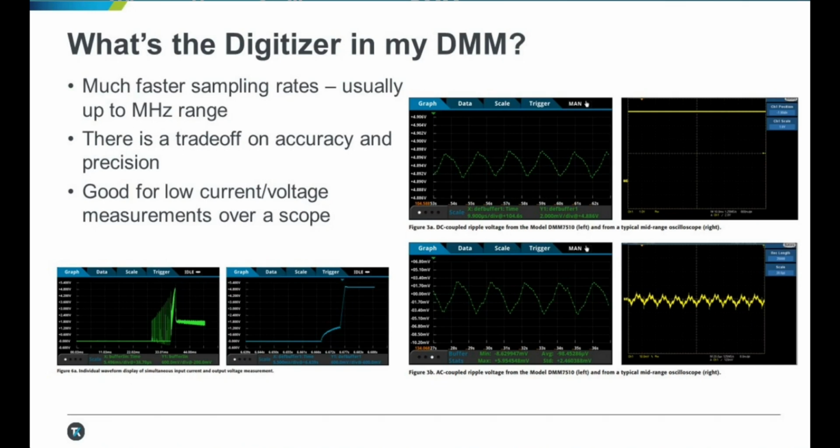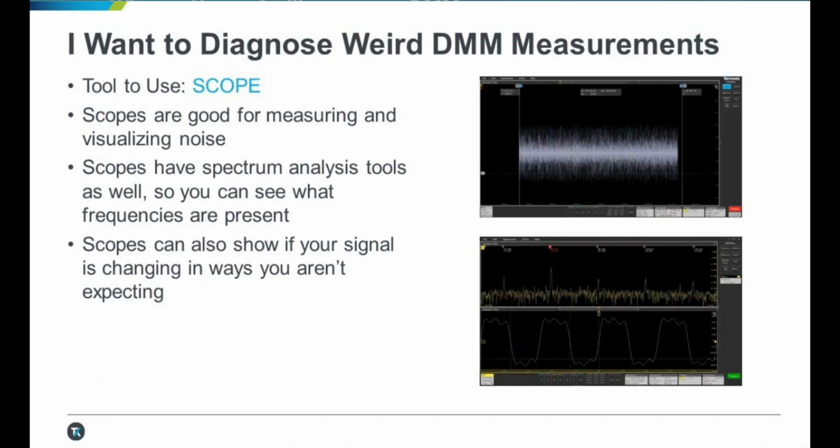So sometimes what we want is to take a DMM measurement, but for some reason that measurement isn't quite what we're expecting. A lot of times this comes in the form of what we would consider noisy measurements, or measurements that are just varying a lot. So what do we do when our DMM measurements aren't working quite right? Well, we can debug them with a scope. Scopes are excellent debug tools when looking at noise or signal changes.